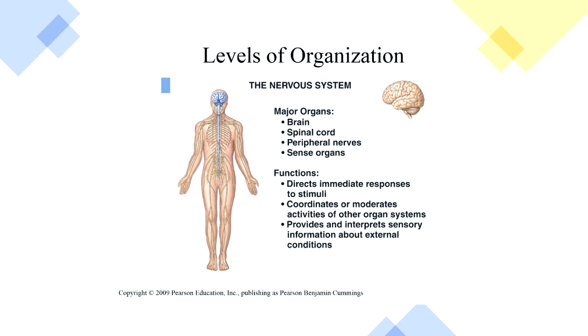Next, we have the nervous system, the main control system of our body. The organs there are the brain, spinal cord, peripheral nerves, and the sense organs. Its function is to direct an immediate response to a stimulus, and it sends that out to the effector to make the necessary changes.